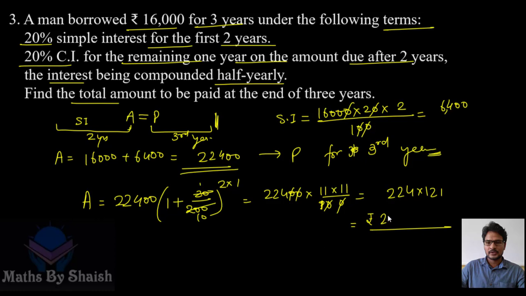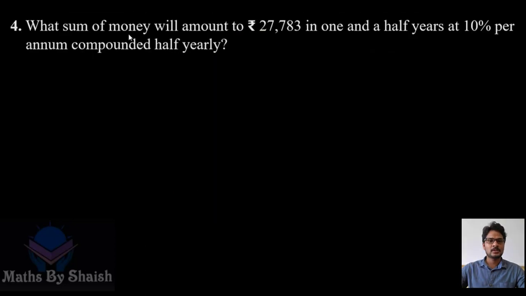This value is 27,104 rupees. That's the amount when it is 2 years simple interest, and the third year it is going to be CI for 1 year and compounded half yearly. Fourth question: what sum of money will amount to 27,783 in 1 and a half years at 10% per annum compounded half yearly?